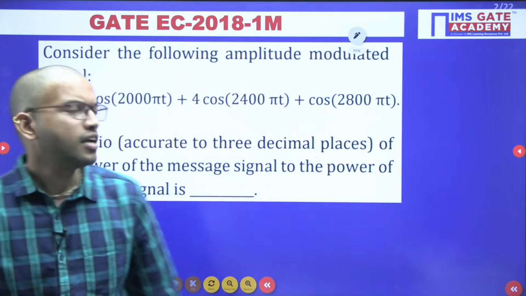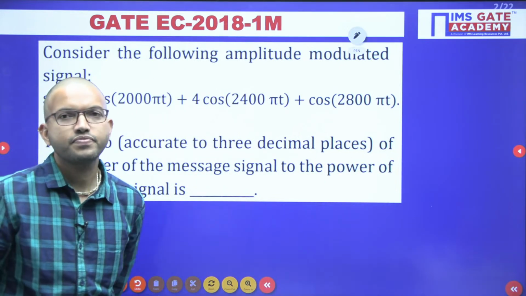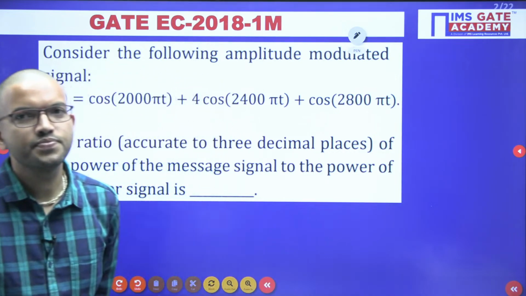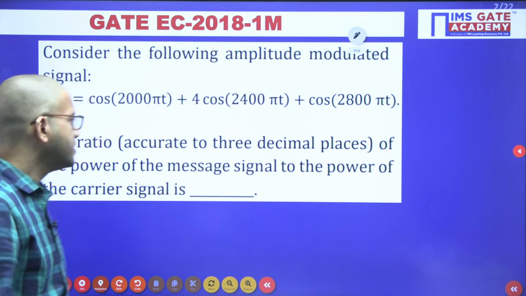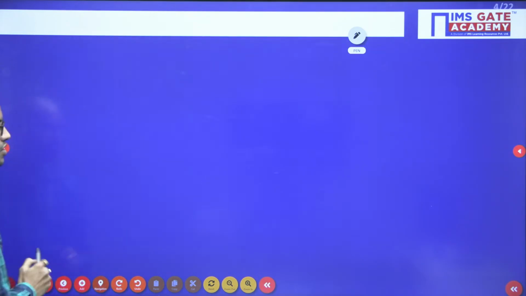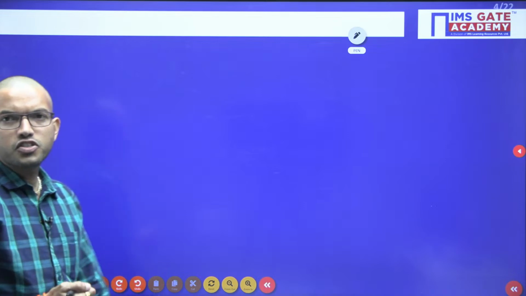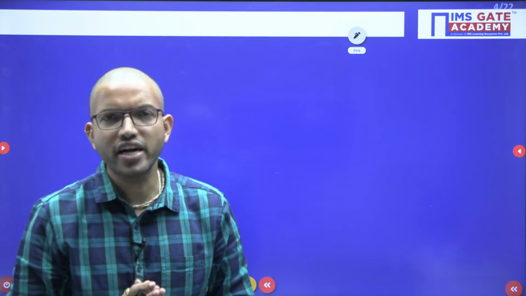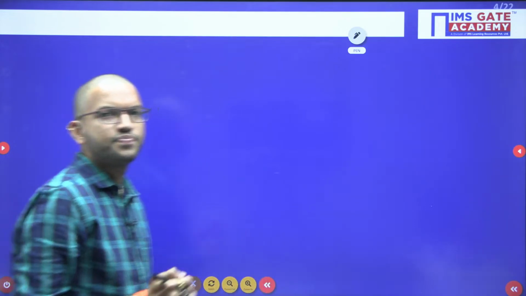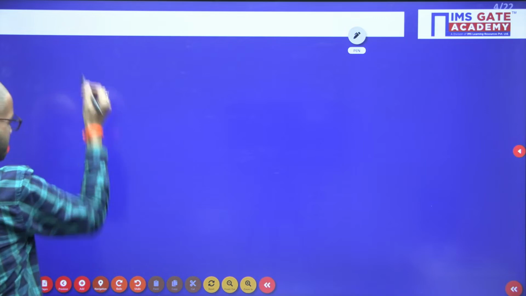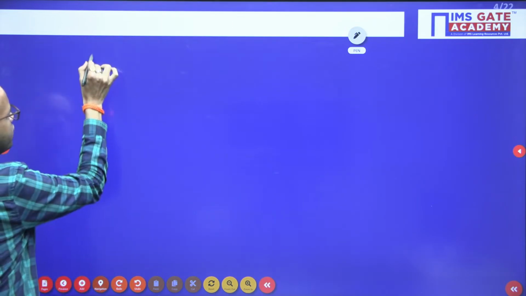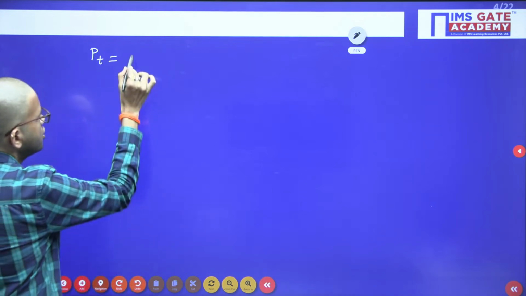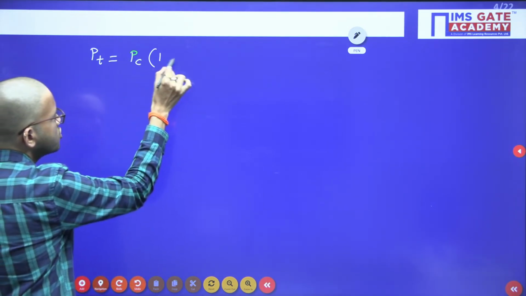Now can you tell what is the power of the message signal in AM? Any guess? I hope all of you know the standard equation regarding the power, how much power required for transmitting an AM signal. Can you recall? Yes. The power required for transmitting an AM signal is Pt, which is equal to Pc into 1 plus mu square by 2.